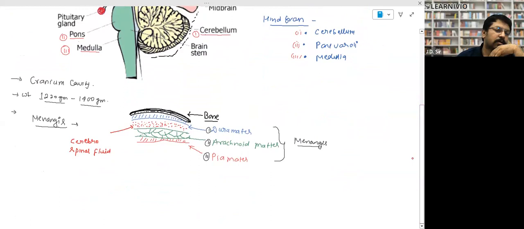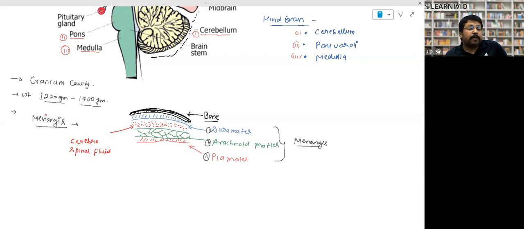Now try to understand the cranium capacity. The weight of the human brain is 1,220 grams to 1,400 grams in a human being. The meninges are a type of membrane. They cover our brain and protect it from external injury.